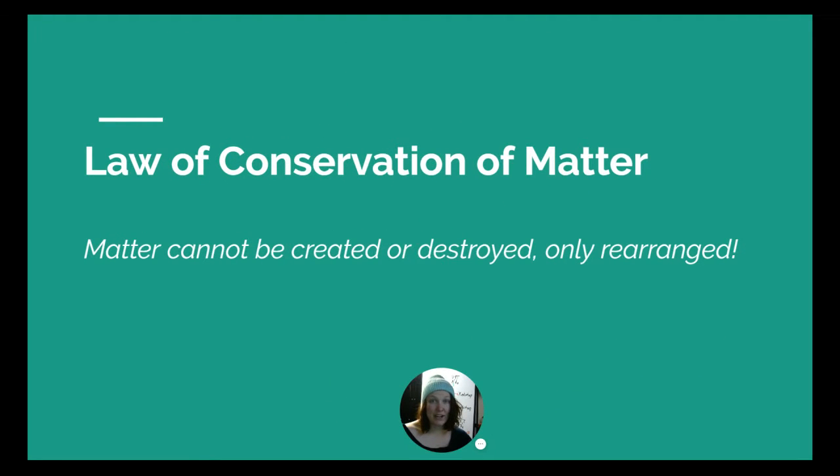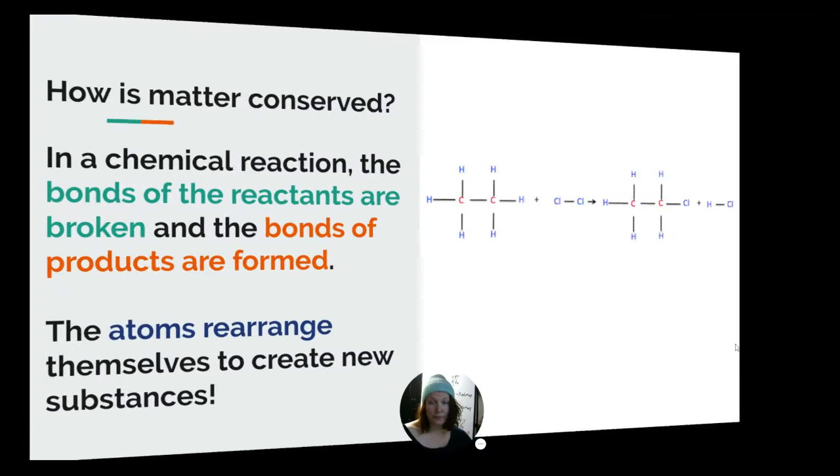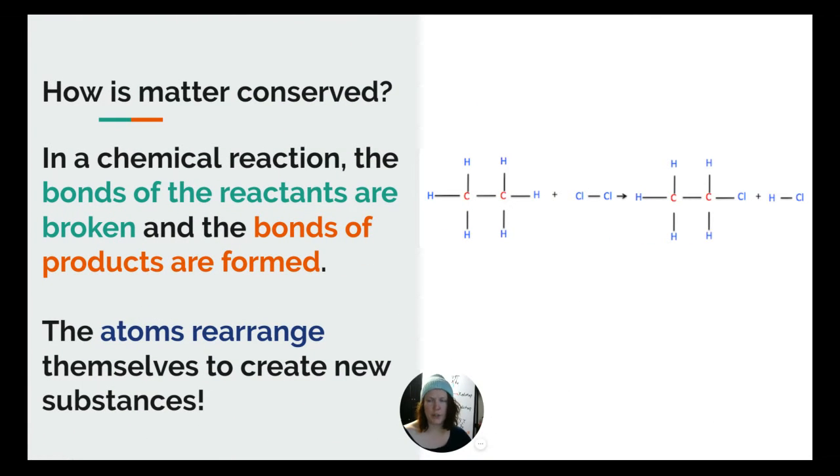Before we get started, let's review the law of conservation of matter, which tells us that matter cannot be created or destroyed, only rearranged. So how is matter conserved? Remember, in a chemical reaction, the bonds of the reactants are broken and the bonds of the products are formed. The atoms rearrange themselves to create new substances.